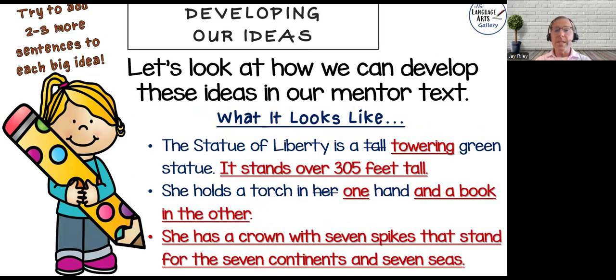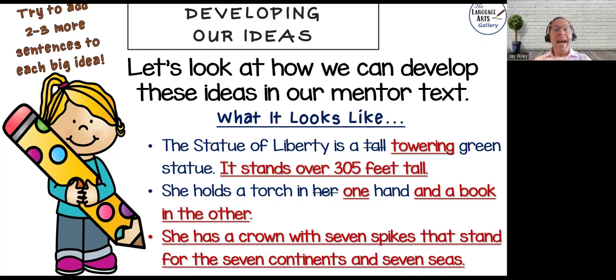Okay, our first is what the Statue of Liberty looks like. I want to try to add two or three more sentences to this big idea. Ultimately, I want at least three sentences in a paragraph, or more would be great. So I said the Statue of Liberty is a tall green statue. You know what? I'm going to change this. I want a word that's better than tall. I want something that's more descriptive. So I'm going to say towering.